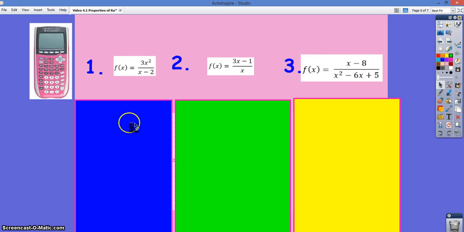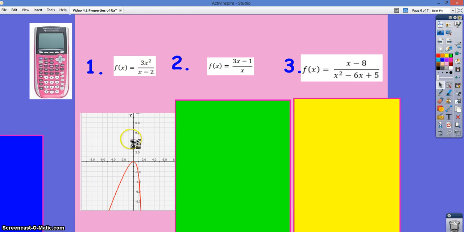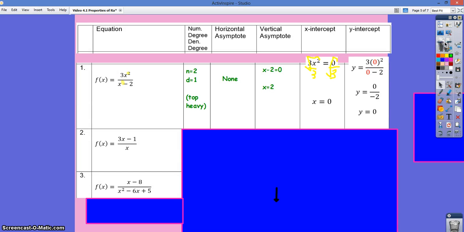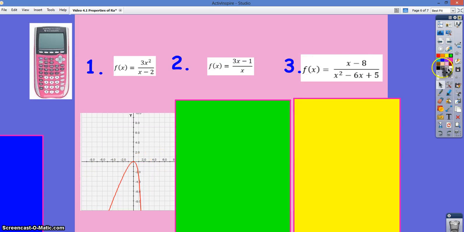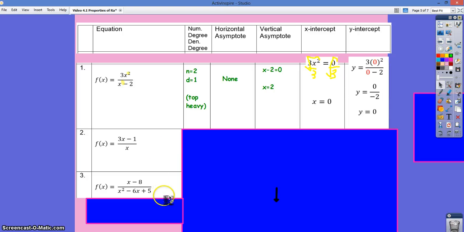Now, if we look at the graph of number 1, can we verify that the information that we found was correct? Yes, we have a vertical asymptote at x equals 2. It does look a little bit different. However, we do have an x-intercept and a y-intercept at x equals 0, and y equals 0, and there is no horizontal asymptote. What I want you to do now is pause the video and work out the answers to numbers 2 and 3.